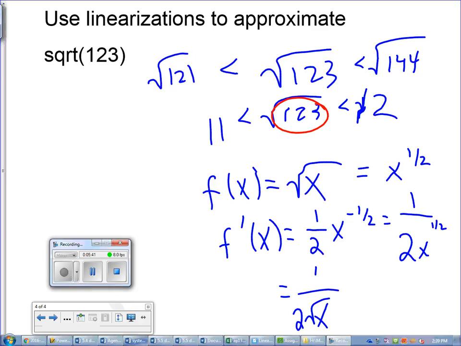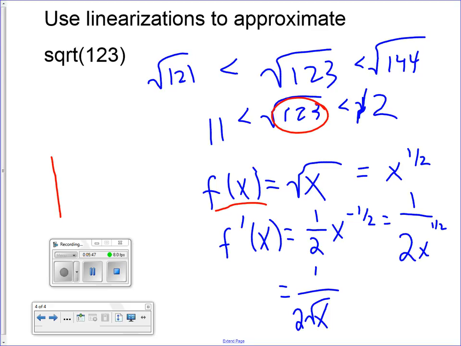Because if I think about the curve, the square root of x, if I were to just graph this function here, it's going to look like that because it's a parabola on its side. And I really want to know what's the output at 123. And without a calculator, I don't know how to do this. And in fact, your calculator doesn't know the answer either.